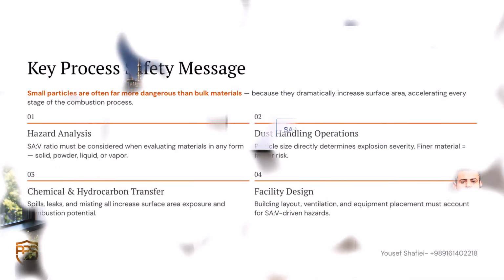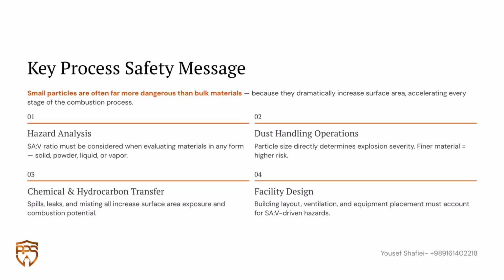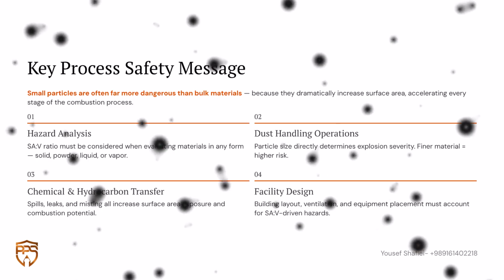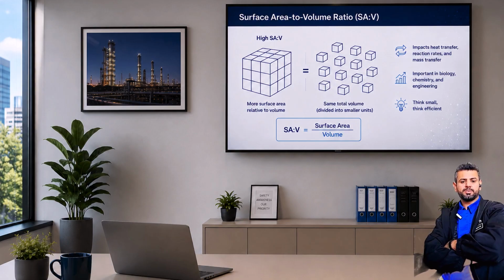One very important lesson in process safety is this: small particles are often more dangerous than large material because they create more surface area, faster heat transfer, faster vaporization, faster combustion, and higher explosion severity. And this principle must always be considered during hazard analysis, dust handling, chemical transfer, hydrocarbon operation, and facility design.